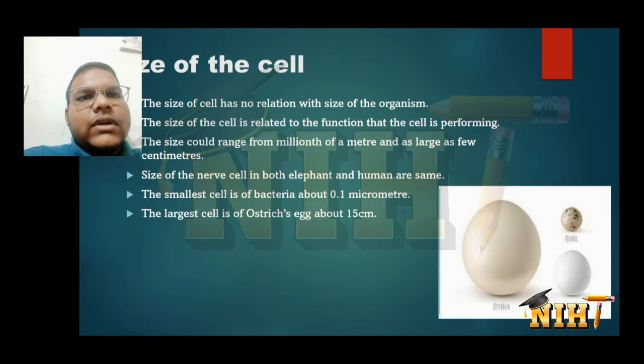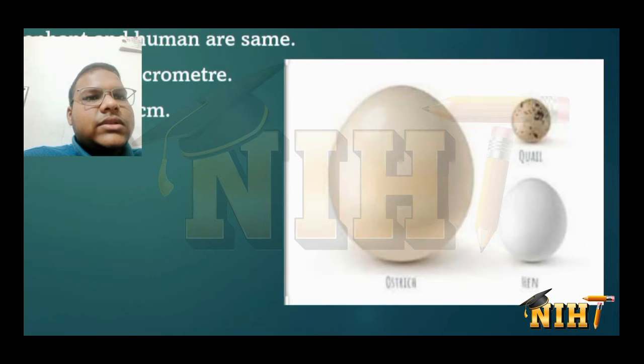Next, we have size of the cell. The size of the cell has no relation with the size of the organism. Size of the cell is actually related to the function that the cell is performing. The size could range from millionth of a meter to few centimeters. The largest cell is the ostrich egg. We can see over here this is an ostrich egg and this is about 15 centimeters, and it is compared to the quail's egg and hen's egg.